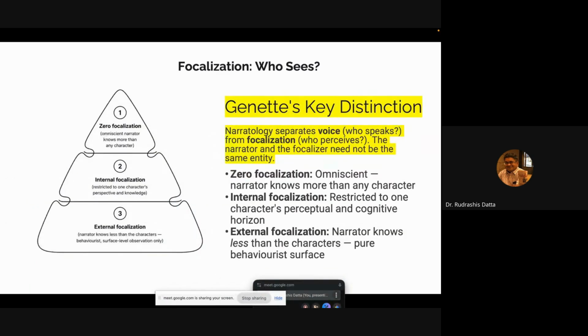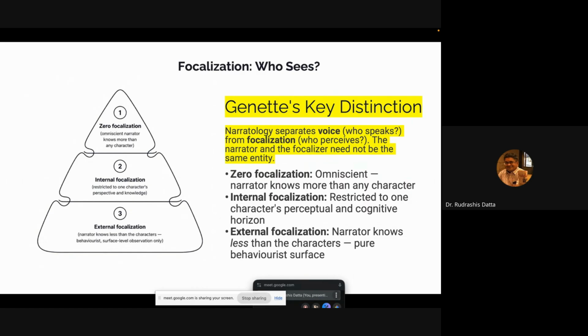Now we come to narratology. Okay. Now, as you can see, just for a moment, forget the left pyramidal shape. Look at the right, focus on the right. Narratology separates voice, that is who speaks, from focalization, who perceives. Remember, the narrator and the focalizer need not be the same entity.